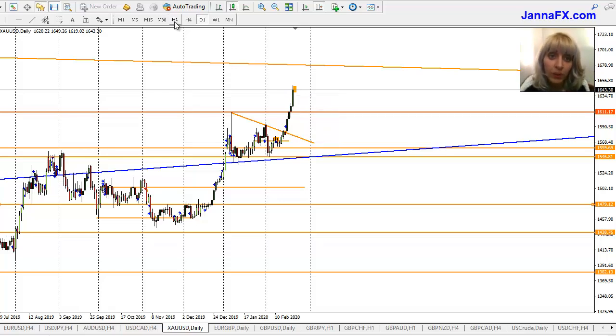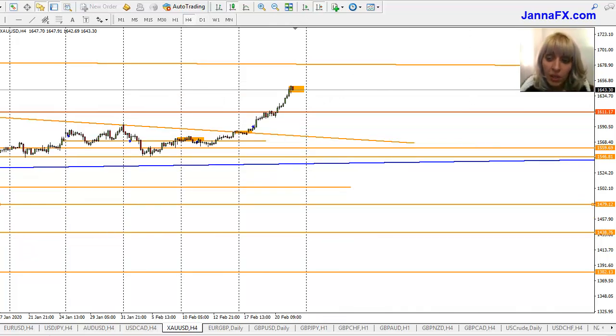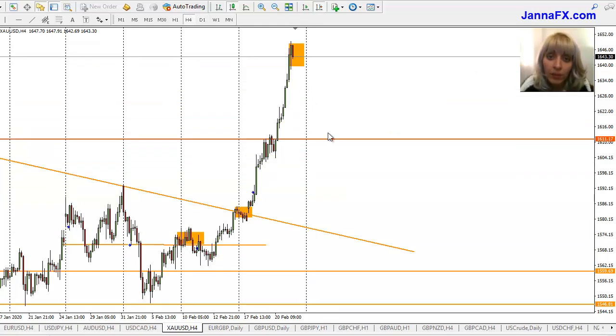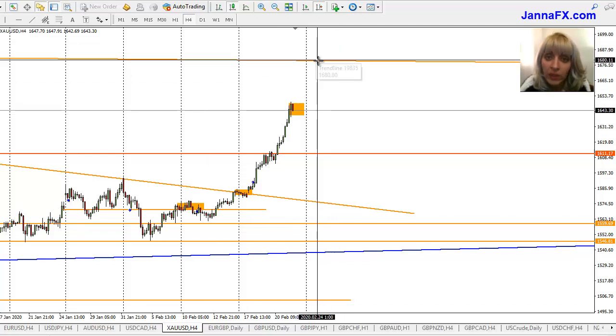So this is where I will be looking for a small consolidation, and then I will be placing the orders in both directions once again in here, because it might go for a correction and go back down to the level which was a strong resistance, now could be a strong support, or it might continue the way up with my area. And let's see what kind of area.